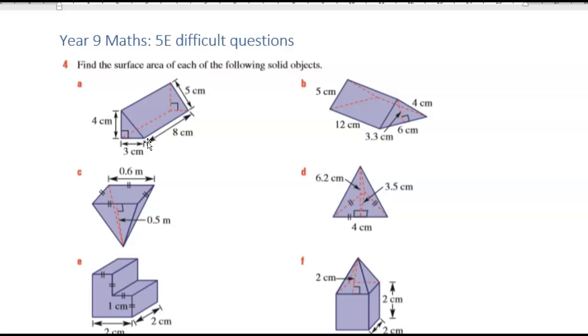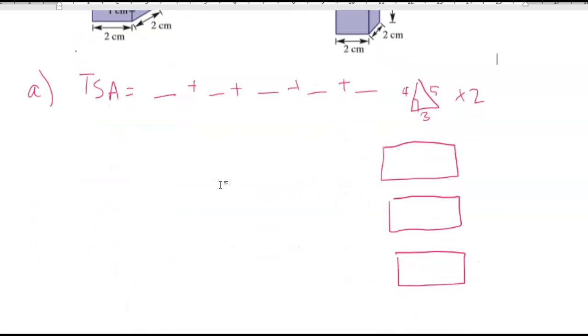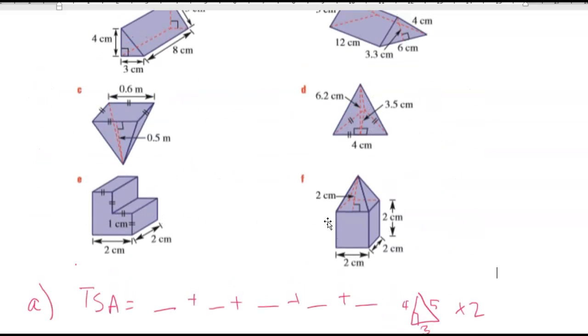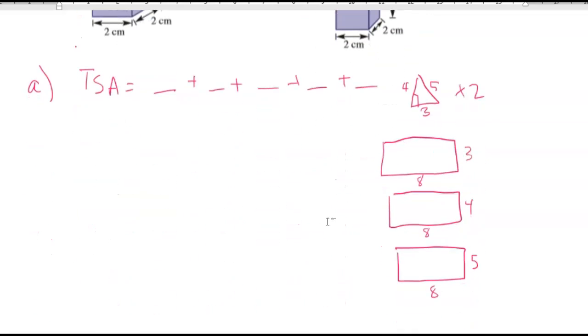Now, they all have the same length, which is 8, but they all differ on the width. So this front rectangle has a width of 5, the back one is 4, and then the base is 3. So I'm just going to redo that now. So one is 3, one is 4, and one is 5. And I think from memory the length was 8. I might just need to double check that. Okay. So now we have our 5 shapes. We've got the 2 triangles and the 3 rectangles. So let's plug everything in.